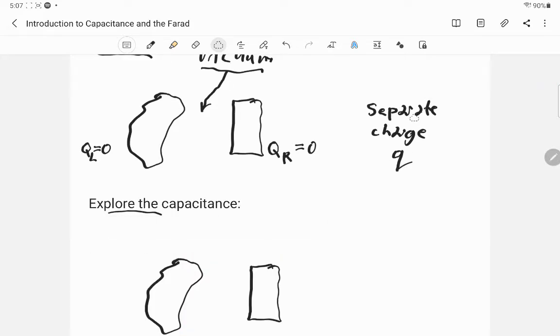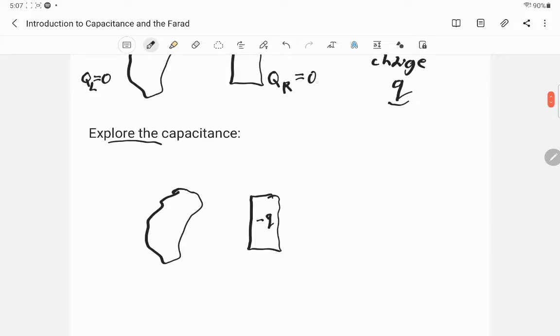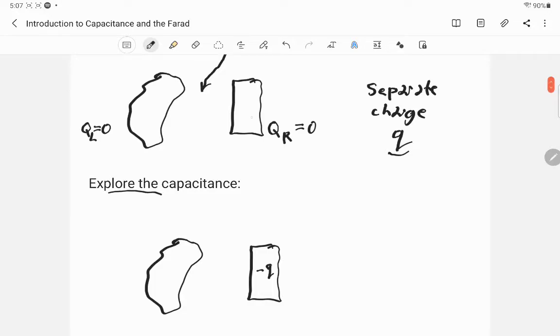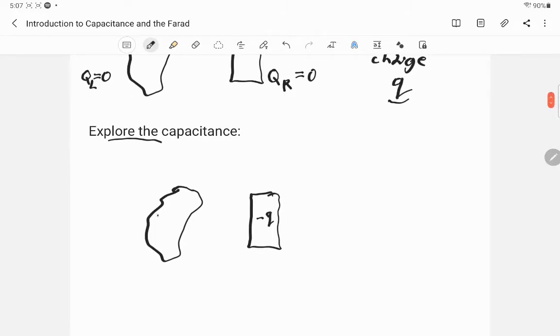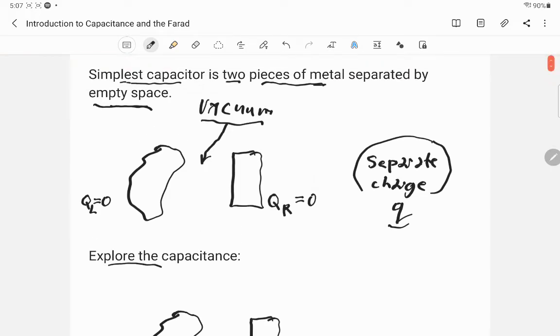Okay, so if I separate the charge q, what this means is I'm going to grab this charge q from the right-hand side. If I take the charge q from the right-hand side, the right-hand side's charge becomes negative q because I took q away from 0. But I'm going to take that charge that I removed from the right-hand side and put it on the left-hand side. And so this is what's meant by separating the charge. And capacitance is about separated charge.